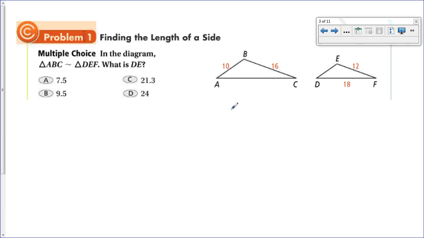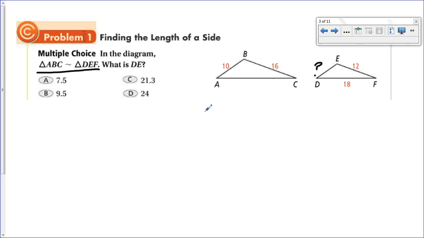Okay? So what we're looking for is to find the length of a side. We have these two triangles, and right here they tell us that they are similar. So they want us to find what is that right there, DE. What we need to do is write a ratio of two sides that we know. Those two sides are BC and EF, they go together.